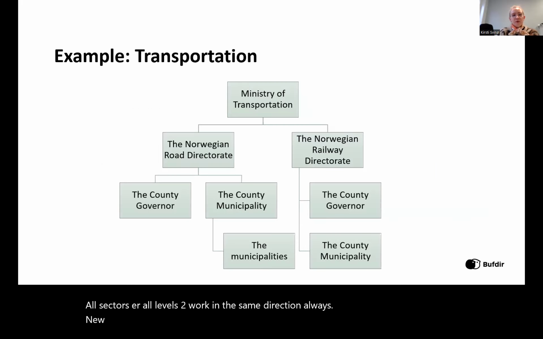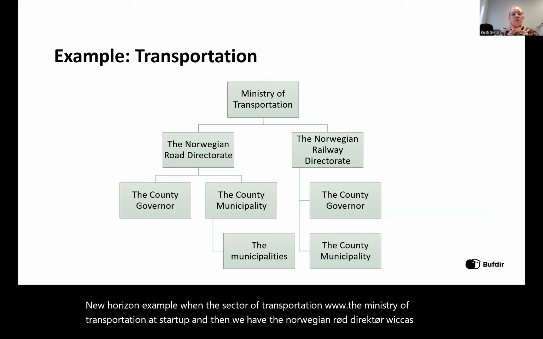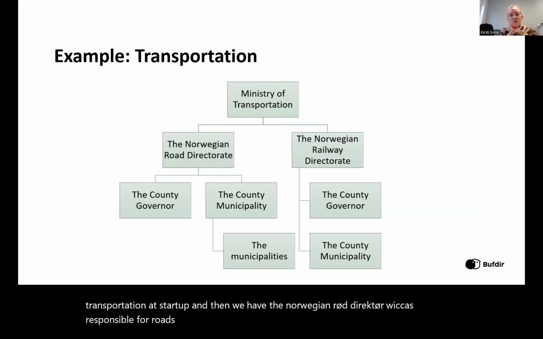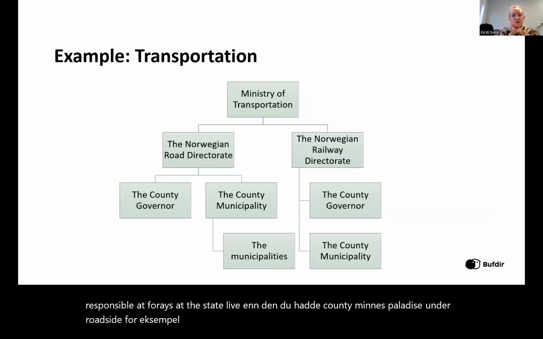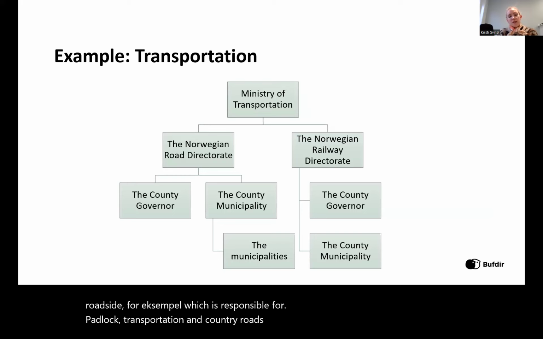Now, here is an example within the sector of transportation. We have the Ministry of Transportation at state top, and then you have the Norwegian Road Directorate, which is responsible for roads at the state level, and the Norwegian Railway Directorate, which is responsible for railways at the state level. And then you have the county municipalities on the road side, for example, which is responsible for public transportation and county roads, and the municipalities, which is responsible for municipal roads. So it's an example of how responsibility is divided in Norway.